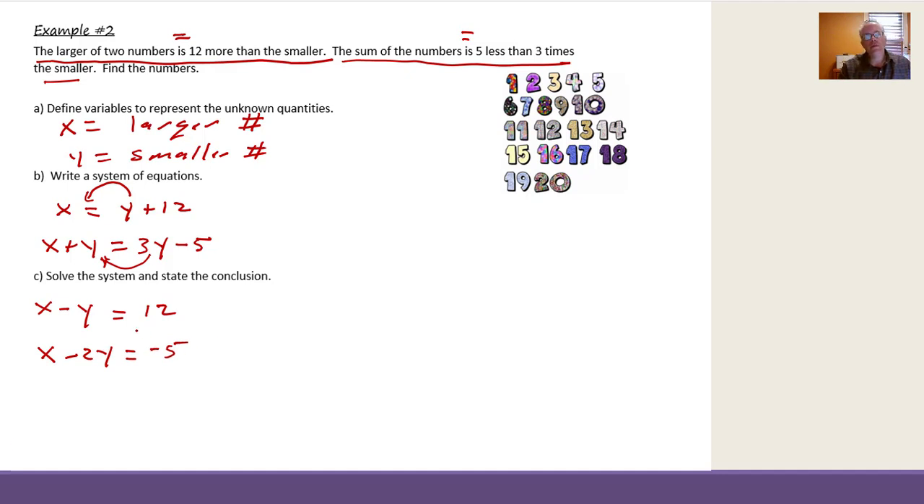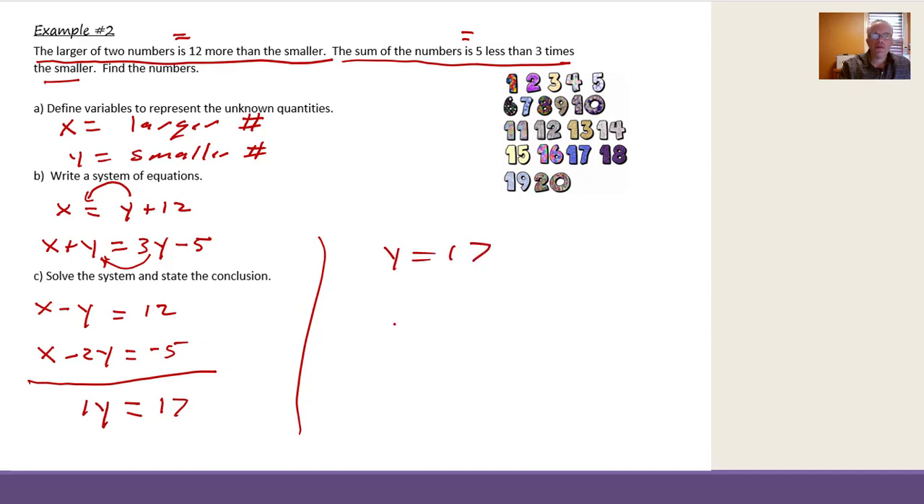Now, again, look at the system before we start solving. I see that the x terms are the same in both equations, so it's ready for me to subtract. So x minus x is 0x, minus 1y minus a negative 2y would be plus 1y. You have to be careful when you subtract. Negative 1 minus a negative 2 is positive 1. And 12 minus a negative 5 is 17. So we get y equals 17.